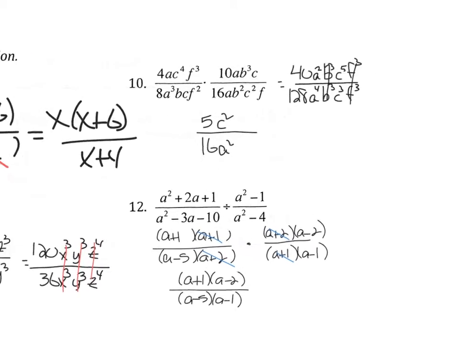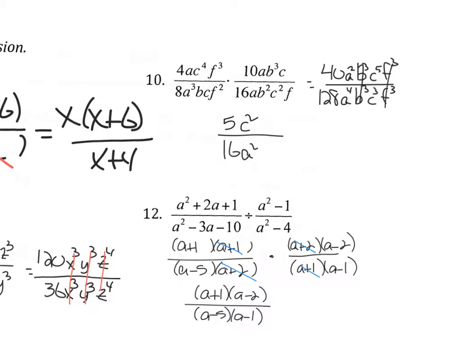Number 10, we talked about this one in class quite a bit. What I would do here is multiply everything straight across. Multiply again straight across, and then start canceling. 40 and 128, you can punch that in your calculator if you can't figure out how to reduce that, and hit math frac, and it'll reduce it for you.